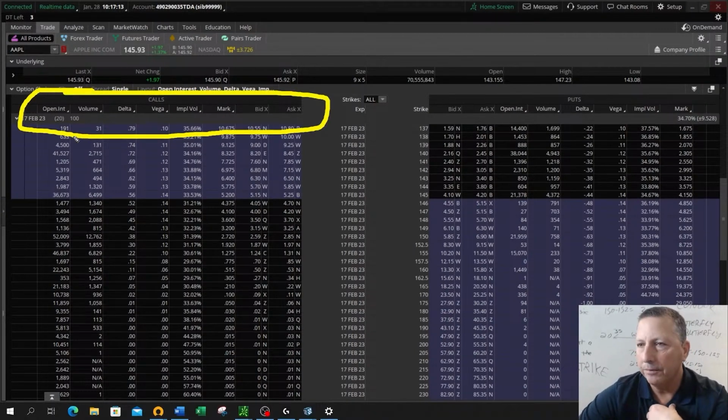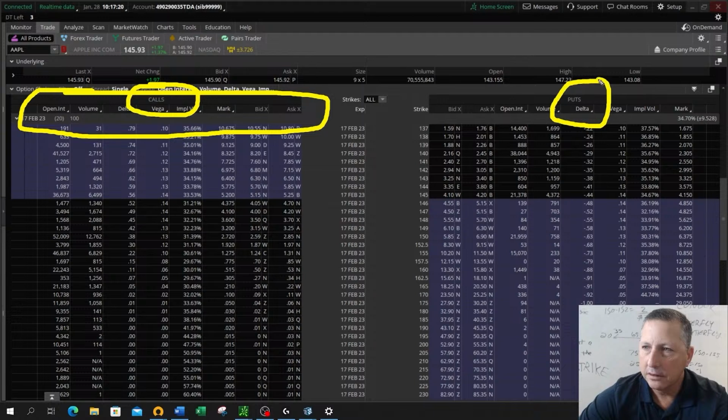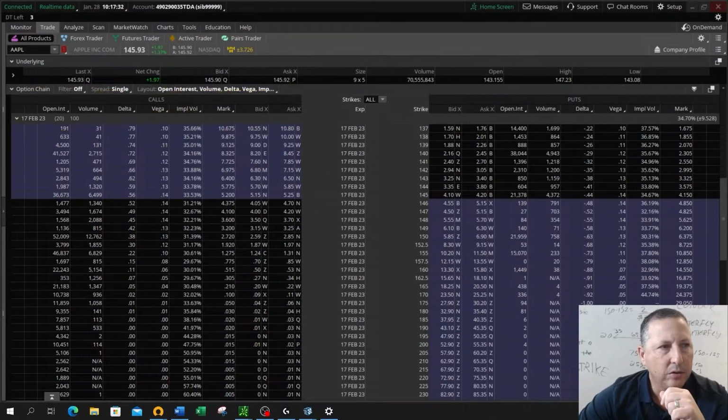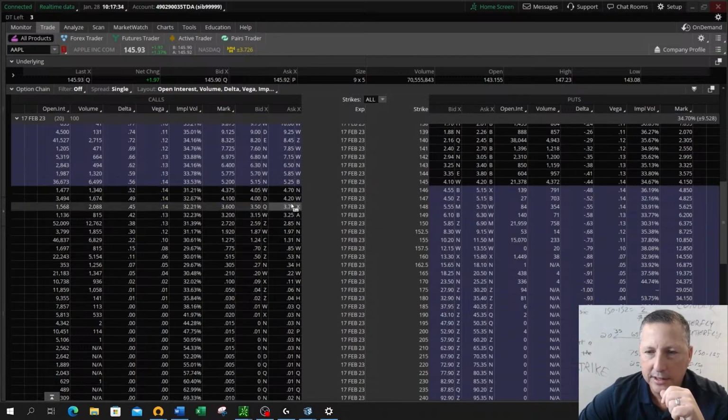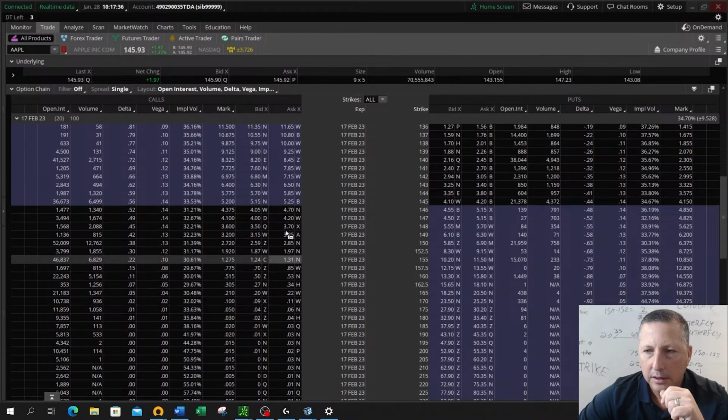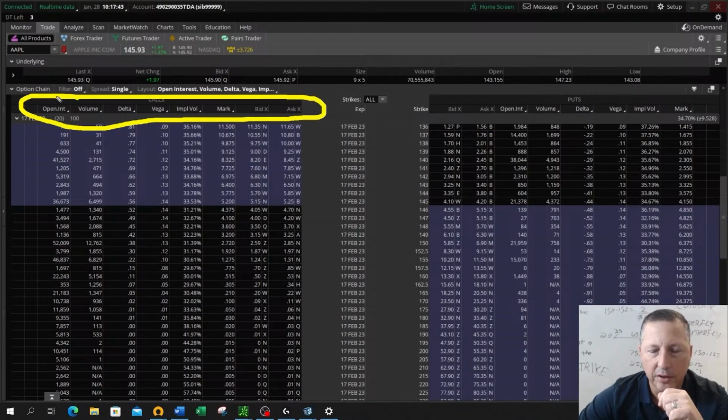So now let's break down exactly what I show on my option chain. First thing to remember is calls are on the left side, puts are on the right side. That's always going to be. I think you have the ability to flip that, but on any platform you're going to work on, it's always going to be like that. So now what we do is just look and scroll through the different strikes.